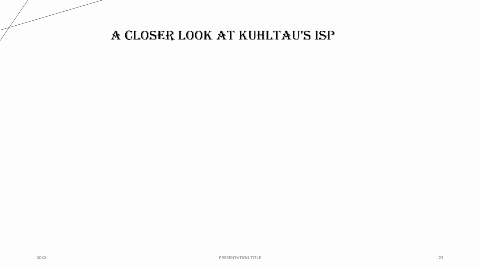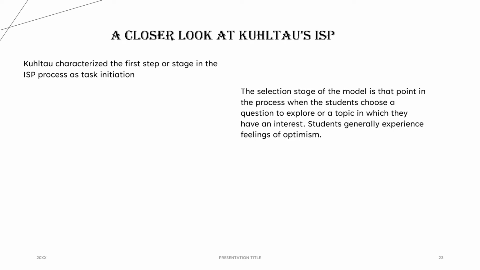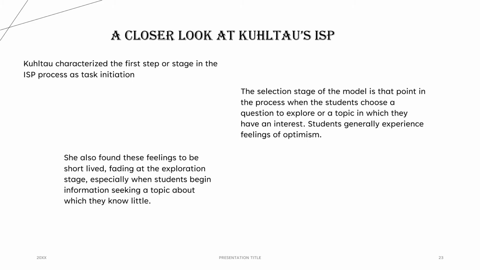A closer look at Kuhlthau's ISP. Kuhlthau characterized the first step or stage in the ISP process as task initiation. The selection stage of the model is that point in the process when the students choose a question to explore or a topic in which they have an interest. Students generally experience feelings of optimism.